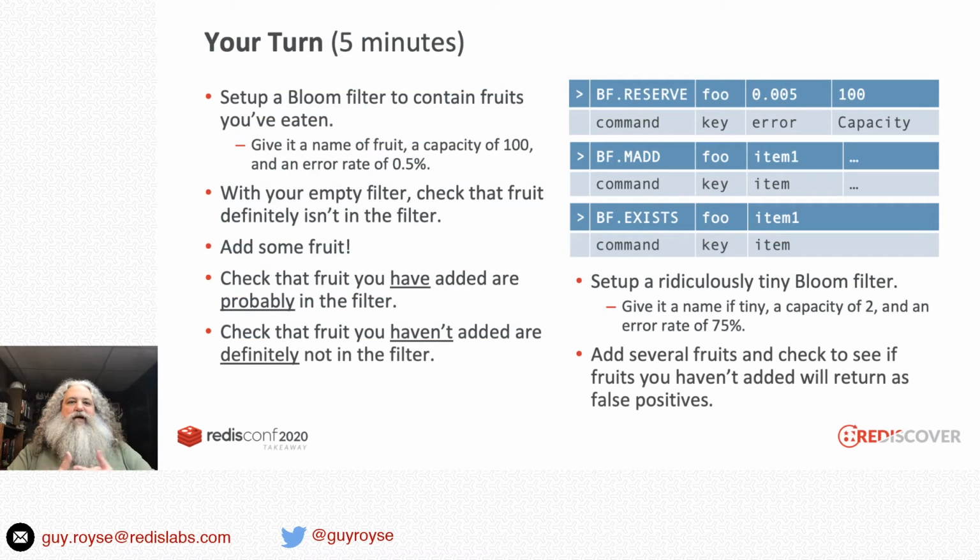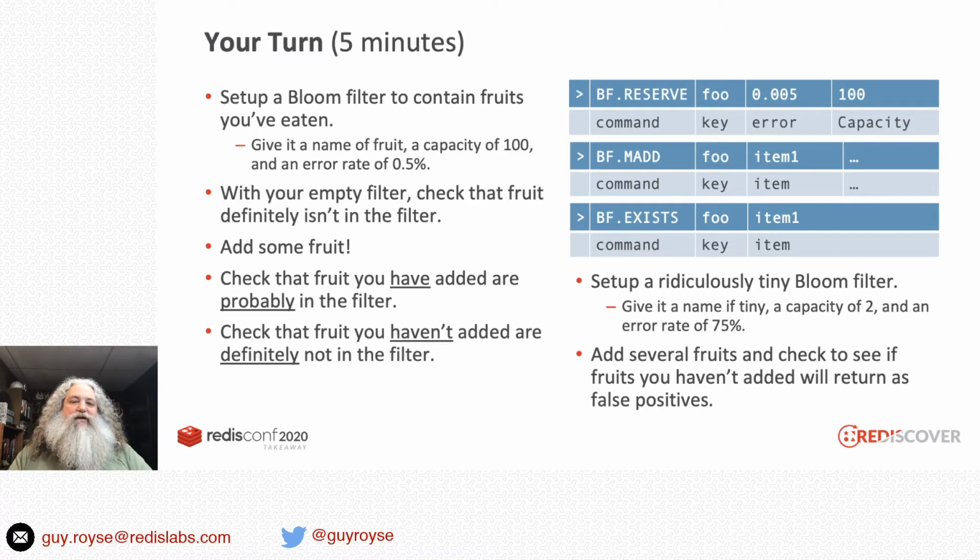So this is your chance to play around with Bloom filters. Go ahead and set up a Bloom filter to contain fruits that you've eaten, or maybe fruits you want to eat. I personally have never had dragon fruit. I hear it's good. Give it a name of fruit, a capacity of 100, and an error rate of 0.5%.